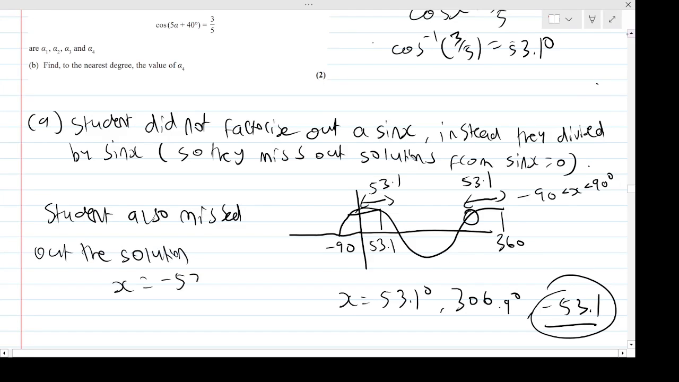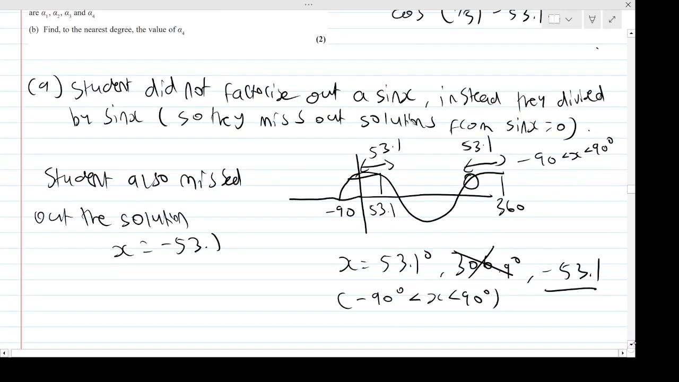x is minus 53.1. Again, reminder, because we're in the interval minus 90 to positive 90, this falls out the range, by the way. This 306 was outside the range, so we rejected that one. But then we got this next solution by taking away 360. And that is indeed in the interval, okay? And we needed to go back by 360 because we had a negative in that interval. So that's the other error, and that's it, right? So those are the two errors then.